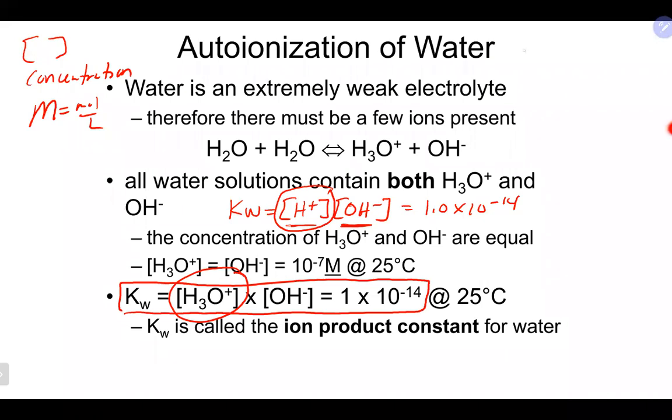The relationship between H plus and OH minus is this: as one goes up, the other goes down, and vice versa. So as the H plus goes up, the OH minus concentration goes down, and vice versa. OH minus goes up, H plus concentration goes down. They run opposites of each other. And depending on which one you have the most of in the solution will tell you whether it's an acidic solution, basic solution, or if they're equal to each other, it will be a neutral solution.